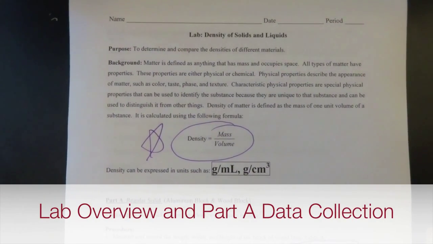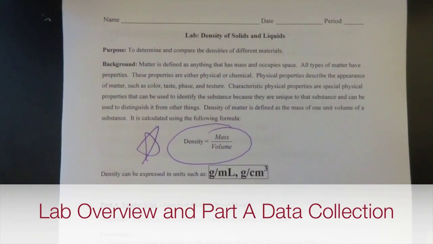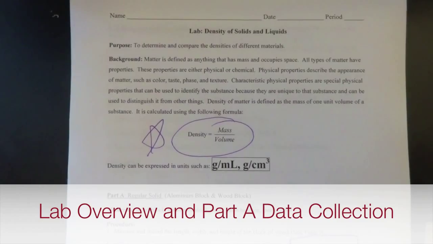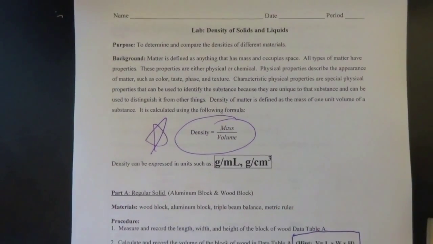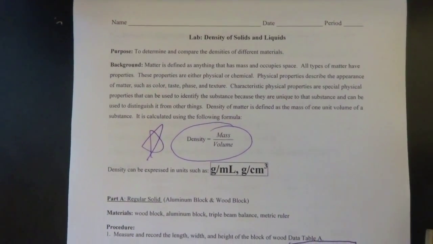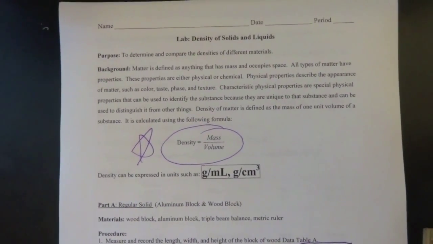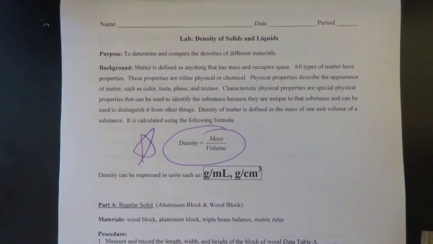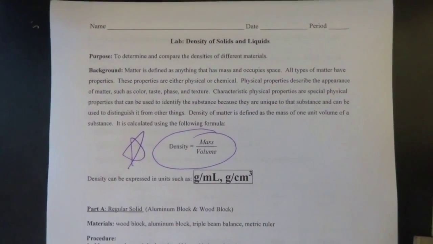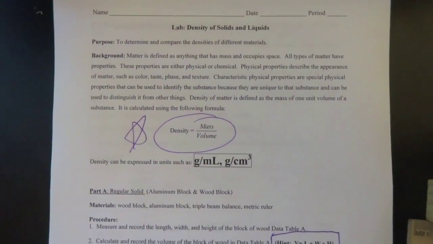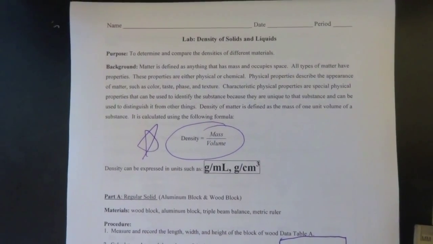Okay, everybody, this is Mr. Sellers' class, and this is going to be the lab for density of solids and liquids, otherwise known as the density lab. So I'm going to collect some data so you can actually see how the data is collected in the lab, and then you can calculate your answers and do all the follow-up work, including the graph. So the first part we're going to start with is part A, the regular solid.